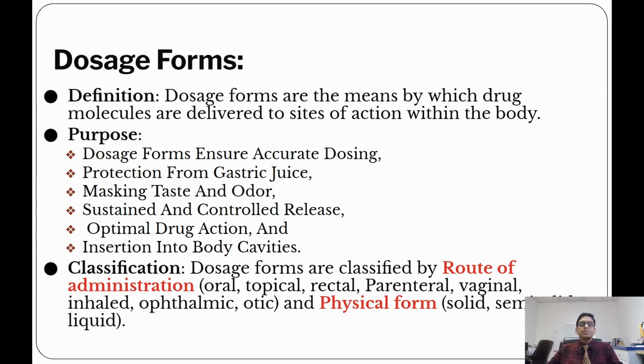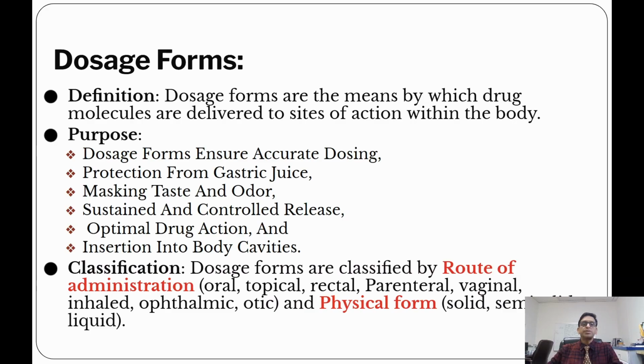So, the dosage forms. Dosage forms are the means by which the drug molecules are delivered to the site of action within the body. Basically, a dosage form is a carrier system by which the drug or active pharmaceutical ingredient is delivered to the site of action.